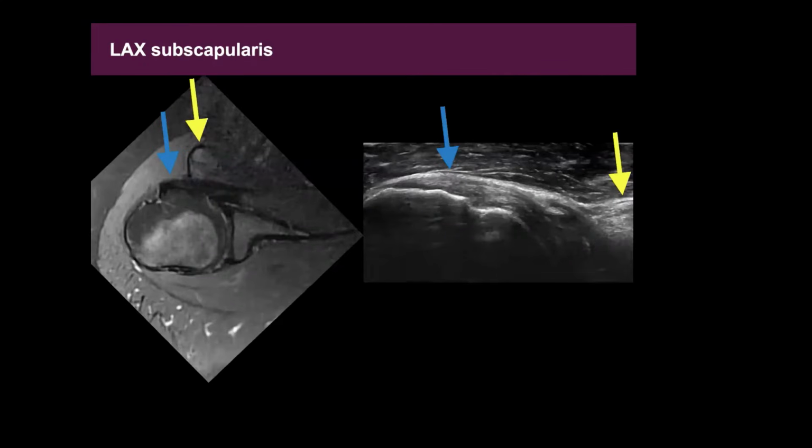Here's a long axis view of a subscapularis. You could see an axial MRI on the left-hand side. And the way we show the subscapularis tendon on the ultrasound is we typically look for the coracoid process, which is denoted by that yellow arrow. So you can see how on the right-hand side of the image, the yellow arrow points to that curvilinear hyperechoic structure that denotes the coracoid process. And the blue arrow in this case points to the long axis view of the subscapularis tendon.